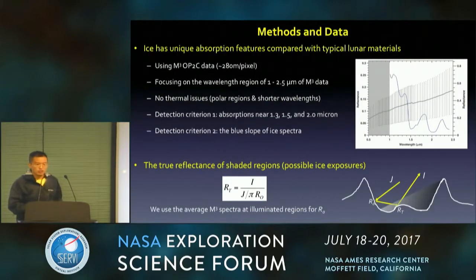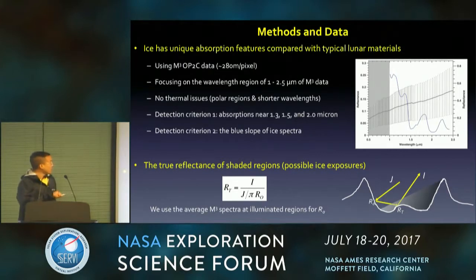And our detection method is quite simple and straightforward. We are using M3 data in the visible to near infrared band. In this plot, the black line is the global average spectrum of M3 data OP2C, and the error bar is 2 standard deviations.